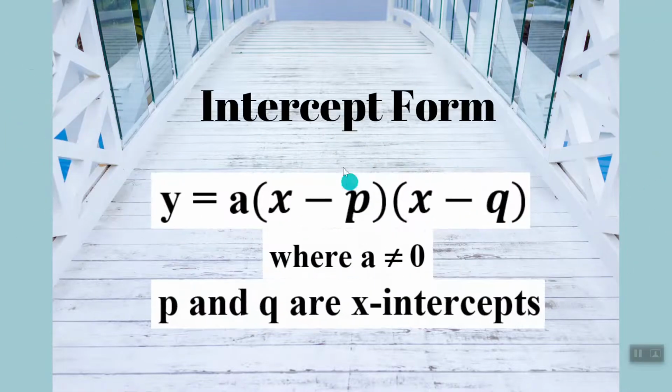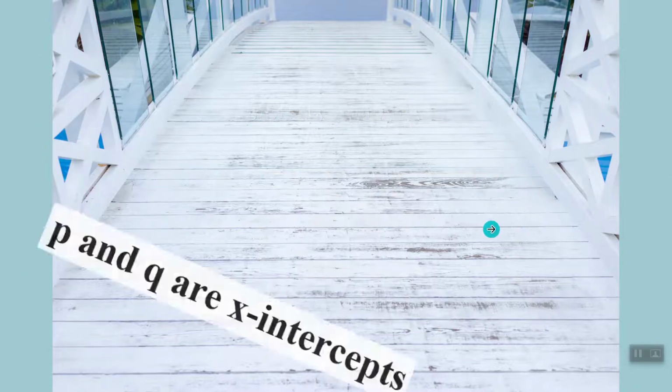The last form is intercept form. We call this intercept form because p and q will be directly equal to the x-intercepts on the graph. So, a is common, which means a cannot be equal to 0. And when we see this form, we can directly say p and q represent our x-intercepts.